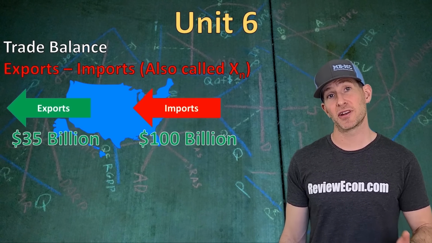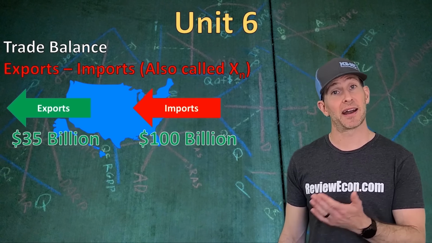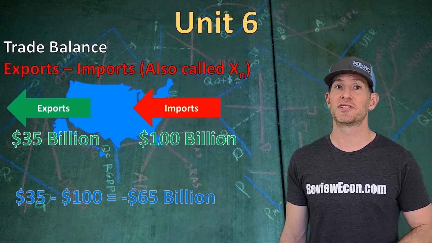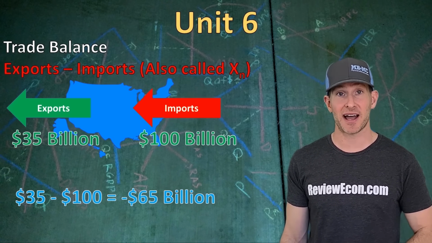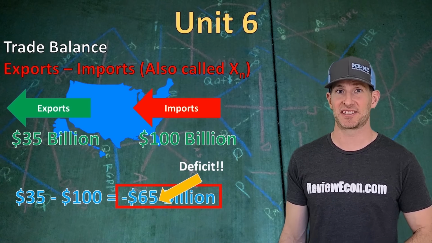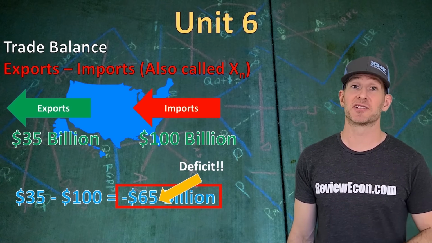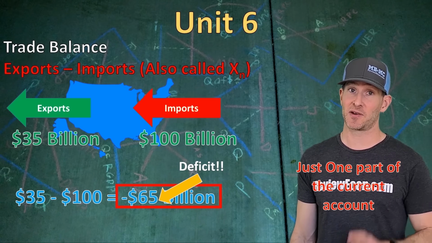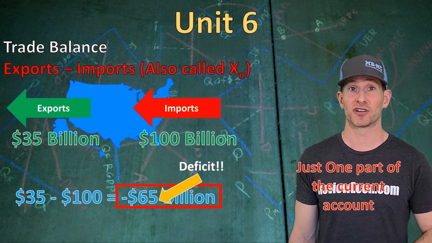So if a country has $35 billion worth of exports and $100 billion worth of imports, what's their trade balance? Plug in the numbers and do the math, and we have a negative $65 billion trade deficit here. And remember, the trade balance is just one component of the current account. So it is possible to have a trade deficit without having a deficit in the overall current account.